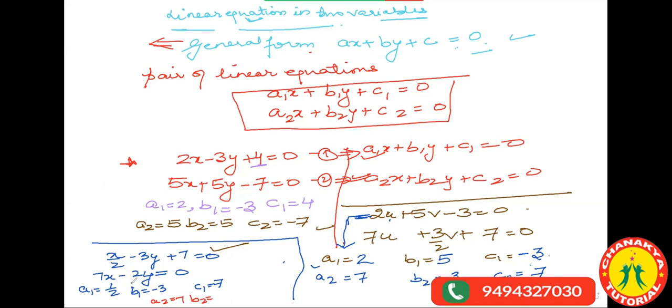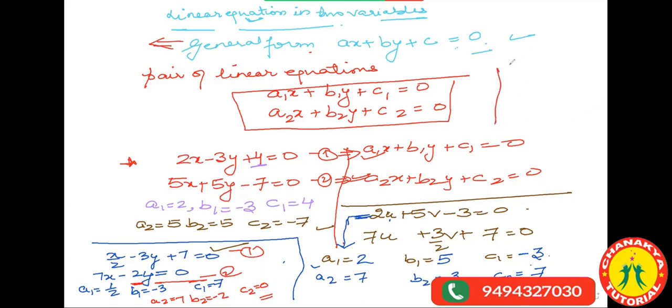Beta, in the second equation, I'm asking this. Sorry, ma'am. A2 is 7. Then B2 is -2. C2 is 0. Yes, good. Because here no constant term is written, therefore this constant is 0.